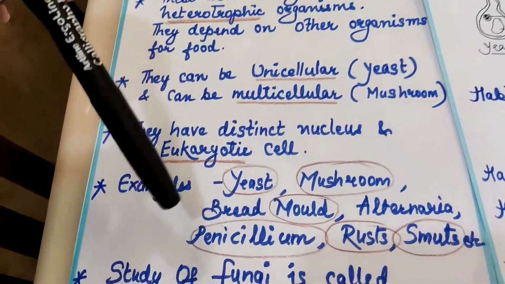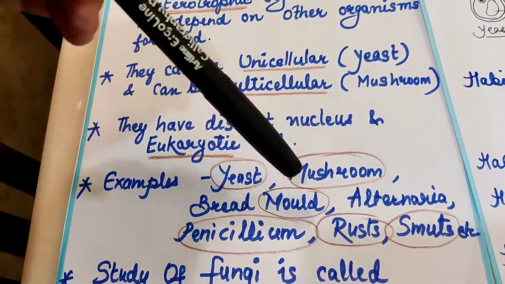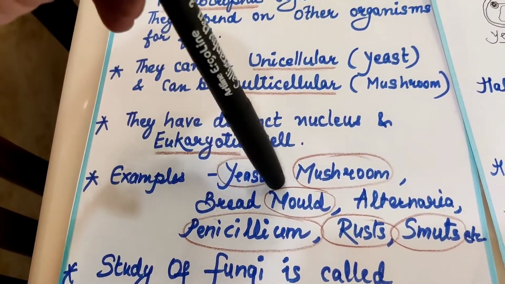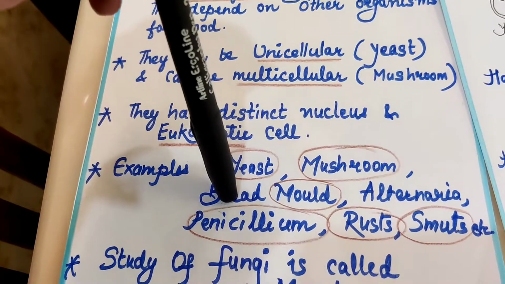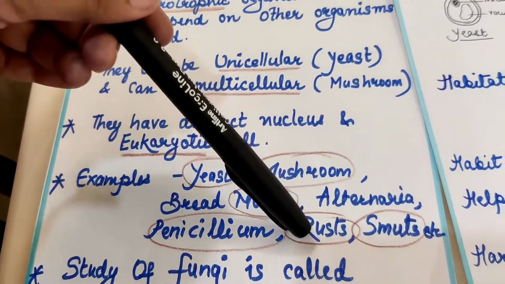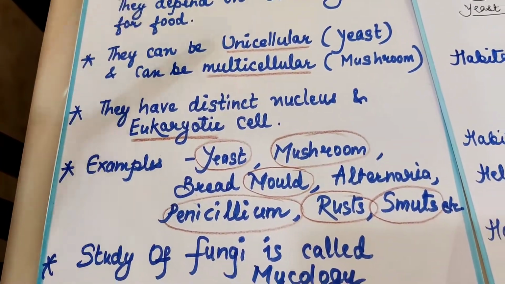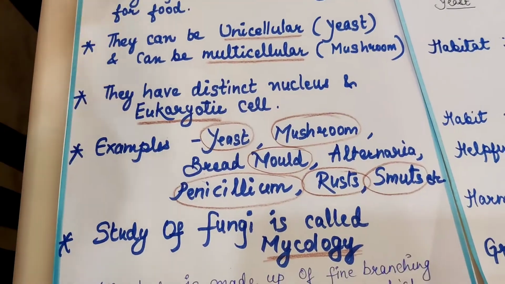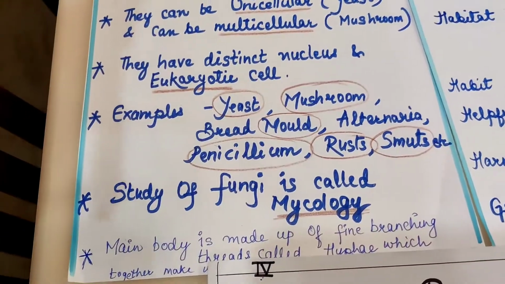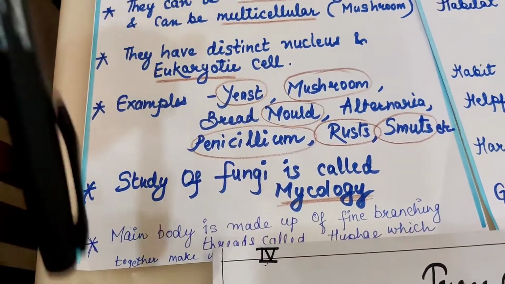Now what about the examples? Examples are too many. But the ones in our daily life are yeast, mushrooms, bread molds, alternaria, penicillium, rust, smut. Some are useful, some are harmful, but I have included all of them in one examples category. One simple thing: the study of fungi is called mycology. Logy means study, and mycology is the study of fungi.